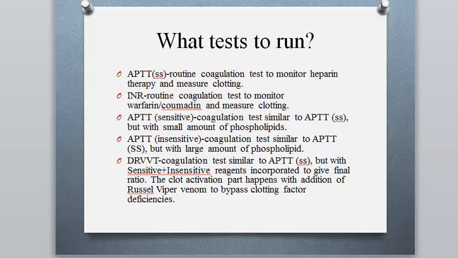The beauty of the DRVVT, and why we consider it a gold standard, is that it has the venom of the snake, Russell's viper. That venom bypasses the clotting factor deficiencies. So it activates the clot without them. If the patient has, let's say, hemophilia, it will not be abnormal. So this test is specifically designed to detect people with LA.